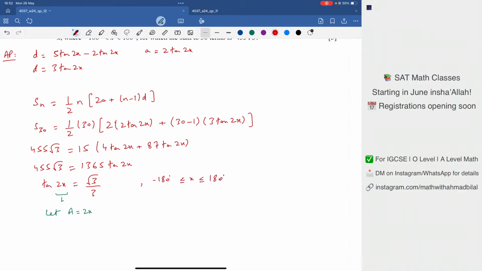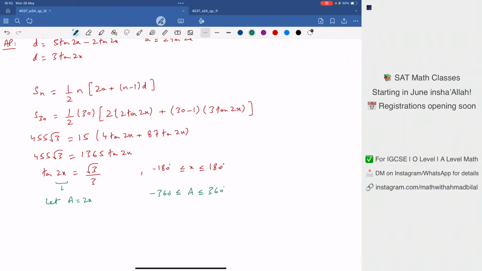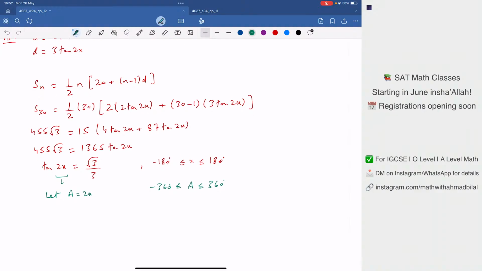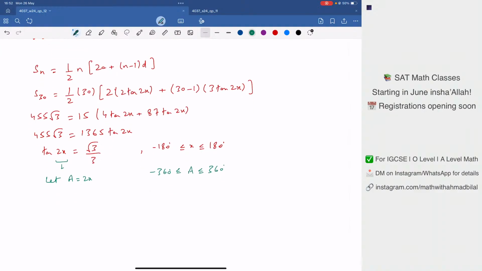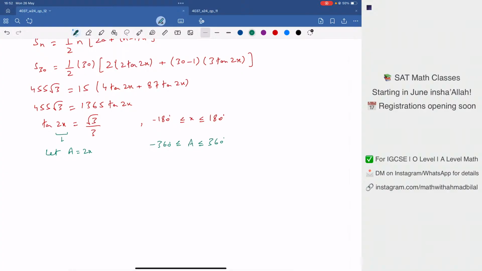Now, if we want to solve this in terms of a, we have to adjust the interval as well. What's the interval going to be? Input minus 180 there. The value for a that we get is minus 360. Input plus 180 here. The value for a that we get is plus 360. So a is supposed to be between minus 360 and plus 360. Now we solve this equation in terms of a and see what that gives us. Tan of a equals under root 3 over 3.